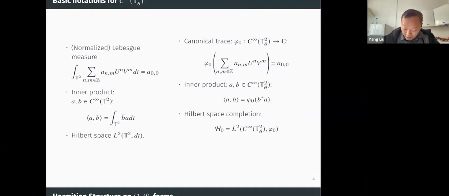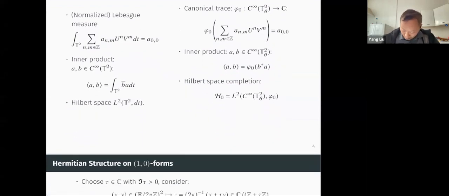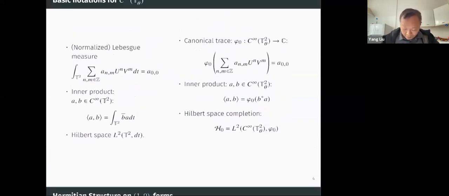Once we have a volume functional or trace, we can use the standard GNS construction to construct an inner product, and then complete to get a Hilbert space. The classical counterpart is just the L2 functions. Questions so far? Okay, so these are the structures for functions.